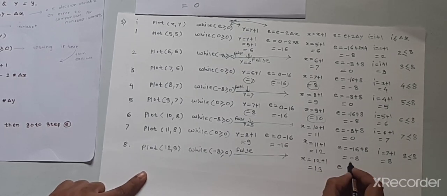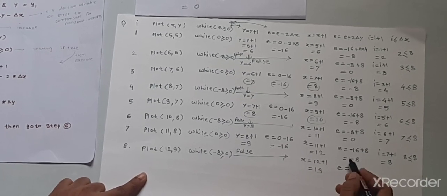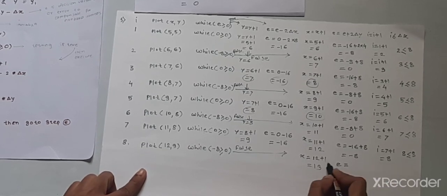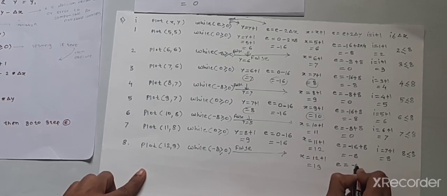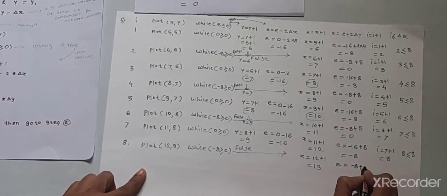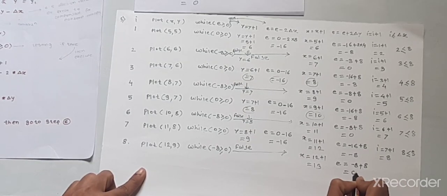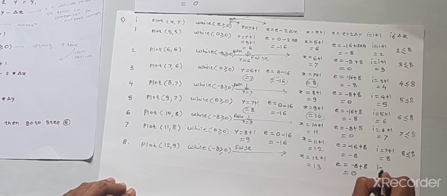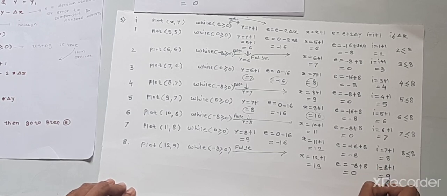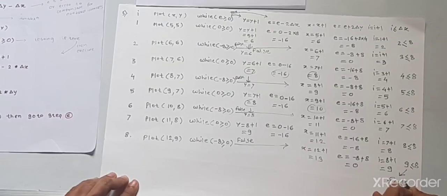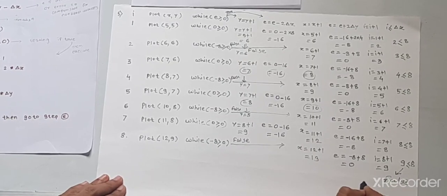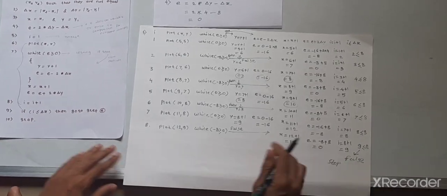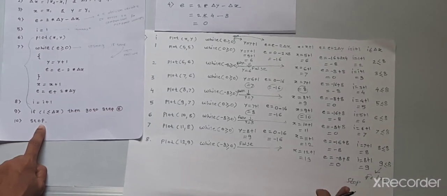Similarly, calculating E is equal to E plus 2 delta Y. Previous value of E is minus 8, plus 2 delta Y we are getting as 8. So we are having the answer as 0. Now I is equal to I plus 1. So 8 plus 1, here we are getting 9. 9 is less than or equal to 8? Here our condition becomes false. So according to our algorithm, we are going to stop here.